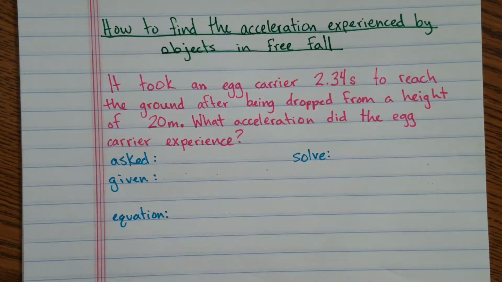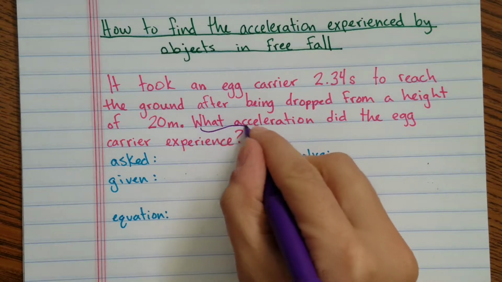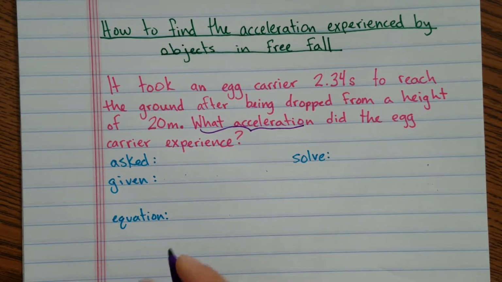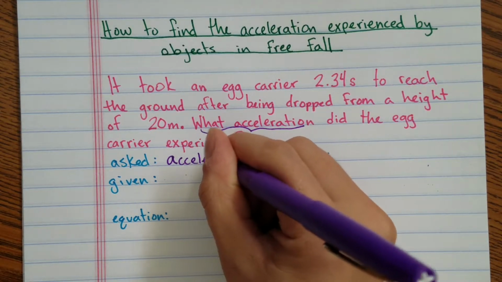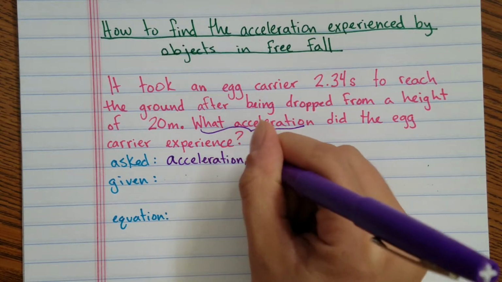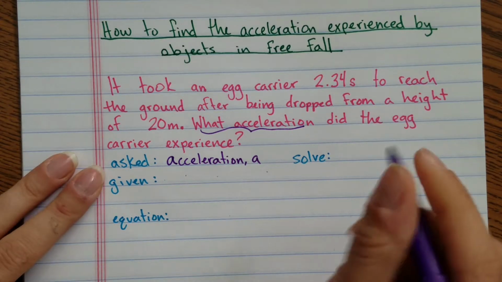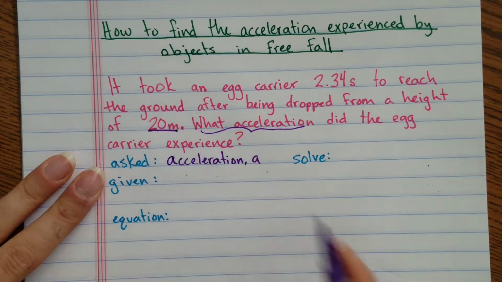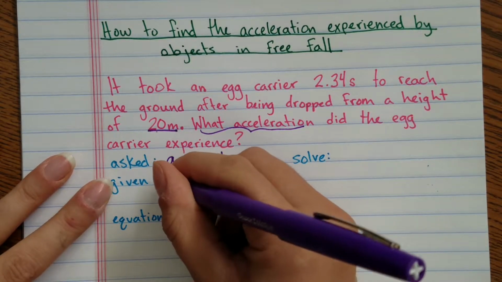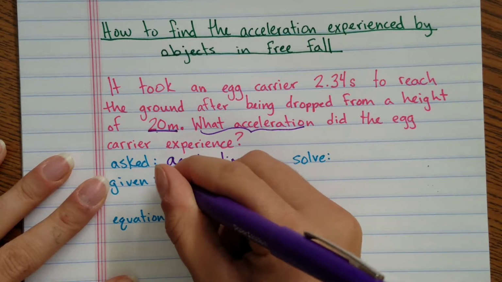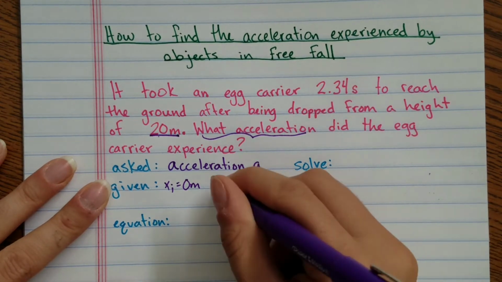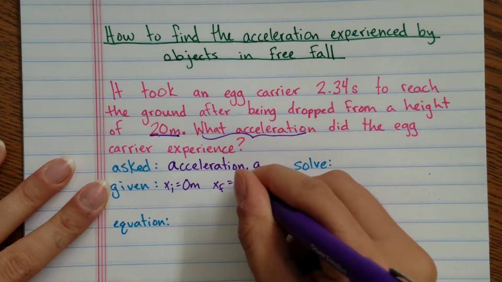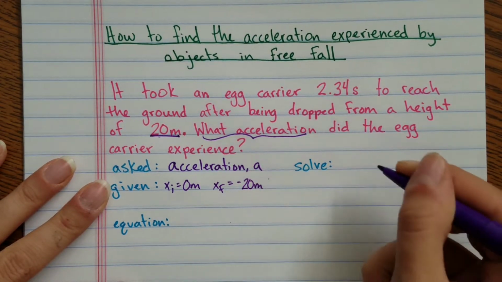So: asked, given, identifying the equation, and solve. Here it says, what acceleration? So I'm being asked for an acceleration. What information am I given? Well, I know it fell 20 meters, so we can say it started from its origin, so the initial position, remember, if not given, we assume it's 0. And then the final position is negative 20 meters.